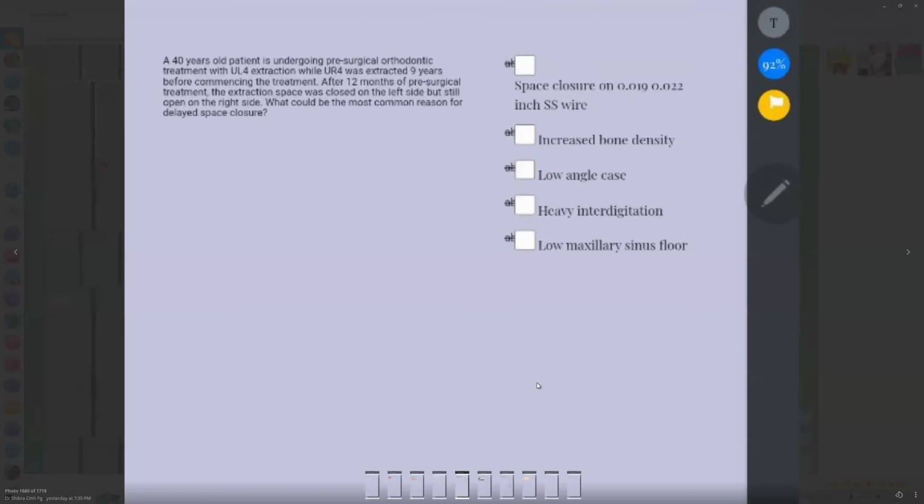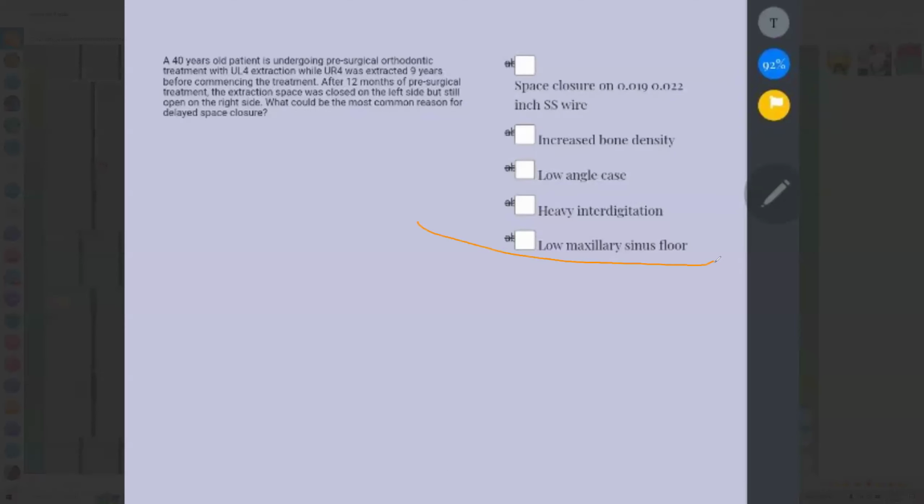A 40-year-old patient is undergoing pre-surgical orthodontic treatment with the upper left 4 extracted, while the upper right 4 was extracted 9 years before commencing the treatment. After 12 months of pre-surgical treatment, the extraction space was closed on the left side but still open on the right side. What would be the most common reason for delayed space closure? Increased bone density, yes. Actually, for this question, I'm selecting option E because they show an OPG. And in that OPG, the premolar is tipped backward.